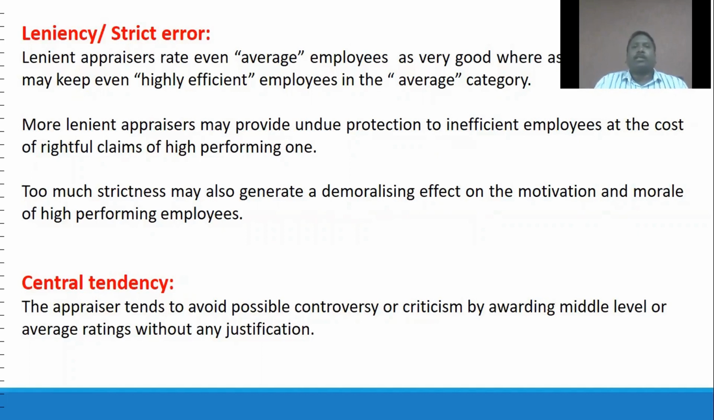Next type of error is central tendency. In central tendency error, the appraiser will be neither too lenient nor too strict. He goes on giving moderate or average ratings to avoid controversy or criticism. In this case, people who are not eligible to get a high score and people who are eligible to get a high score, both will be treated alike. Central tendency is an error where highly proficient, highly efficient employees will be lost, and people who do not deserve a high score also will be given one.